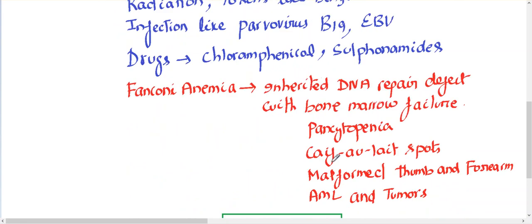Now, Fanconi anemia, not to be confused with Fanconi syndrome, because Fanconi syndrome is a reabsorption defect in the renal tubules. But Fanconi anemia is an inherited DNA repair defect with bone marrow failure. So when there's a bone marrow failure, there is a pancytopenia. They also have café-au-lait spots.